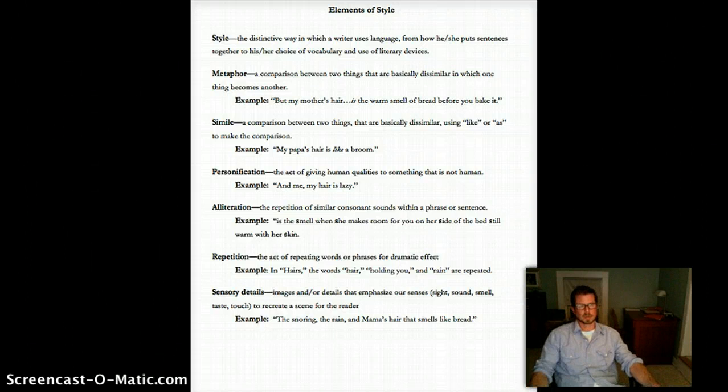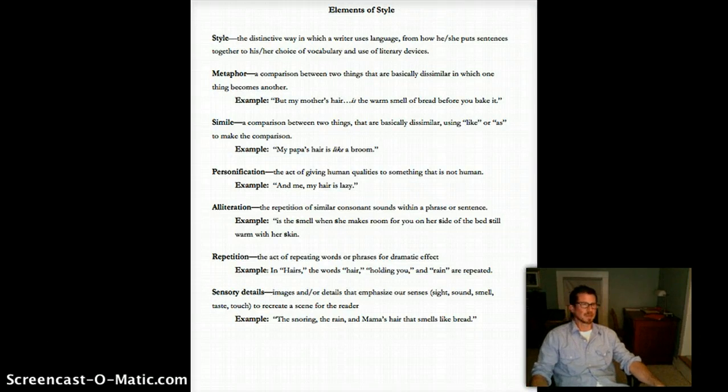The example from the Hairs chapter is, "But my mother's hair is the warm smell of bread before you bake it." She doesn't say like, she actually says that they are one and the same, and that's what a metaphor is. For simile, you're comparing 2 things using like or as. So it's not quite as strong as a metaphor, but still effective. The example: "My papa's hair is like a broom." So there you have that "like" that makes it a simile.